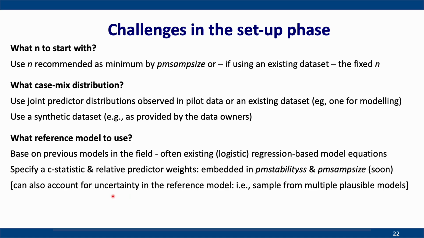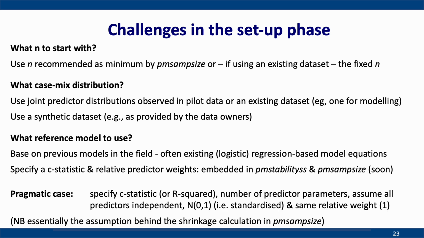I'm not going to talk about it today, but you can also account for uncertainty in the reference model. So you don't have to specify just one reference model, but you can actually sample from multiple reference models. So accounting for the uncertainty, for example, in the C statistic or in the predictor weights. And that's really the long-term goal of what we want to do, is incorporate this in a Bayesian sort of idea where you sample true C statistic performance from a plausible distribution based on previous evidence.